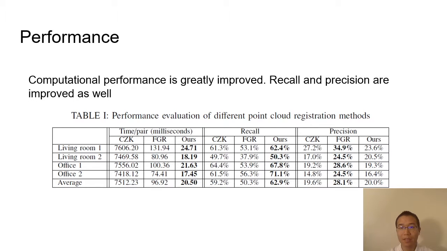After implementing our parallelized point cloud registration method, we benchmarked it on public datasets. We found our computational performance is greatly improved, around 400 times faster. And our recall and precision are also improved a little as well.